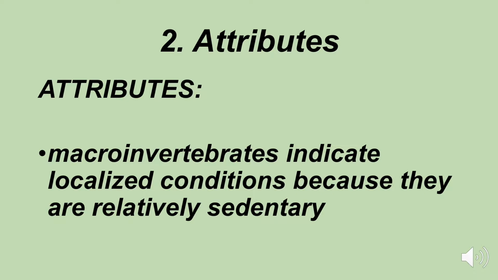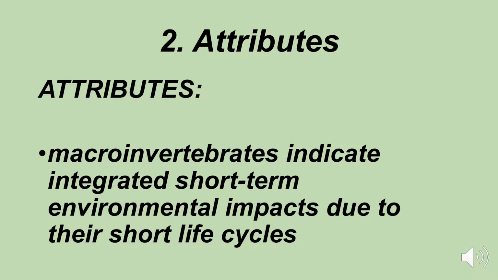One, macroinvertebrates indicate localized conditions within the stream because they are relatively sedentary. They don't migrate up and down the stream. So what you find in a particular area of the stream is very indicative of the actual water quality in the stream. In addition, macroinvertebrates indicate integrated short-term environmental impacts, because they have very short life cycles. So you know what's going on now.